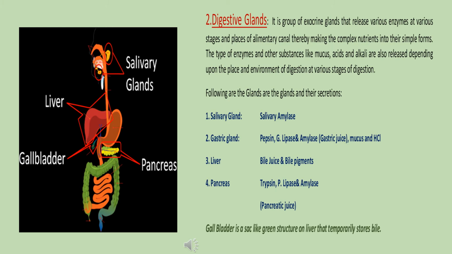Pancreas is a heterocrine gland. It is partially endocrine and partially exocrine. Its exocrine part releases trypsin, pancreatic lipase, and amylase. Trypsin is again a proteolytic enzyme and it works in an alkaline medium, whereas pancreatic lipase helps in the digestion of fat and amylase helps in the digestion of starch. Gallbladder is a green sac-like structure. It stores the bile temporarily.